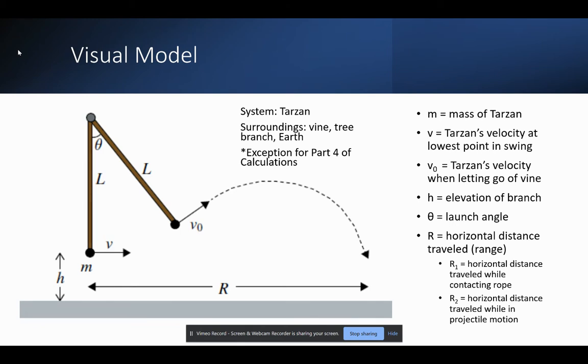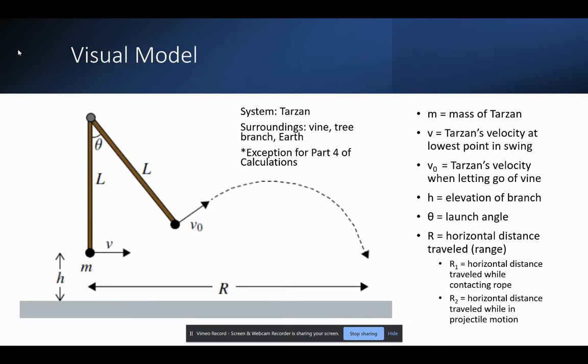The diagram reveals several given constraints, or constants. M equals the mass of Tarzan, V equals Tarzan's velocity at the lowest point of his swing, V naught is Tarzan's velocity when he lets go of the vine, H is the elevation of the branch, theta is the launch angle, R is the horizontal distance traveled or the range, and this can be split into R1, which is the horizontal distance traveled while contacting the rope, and R2, the horizontal distance traveled while he is experiencing projectile motion.